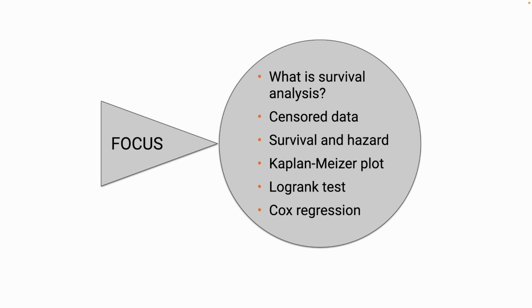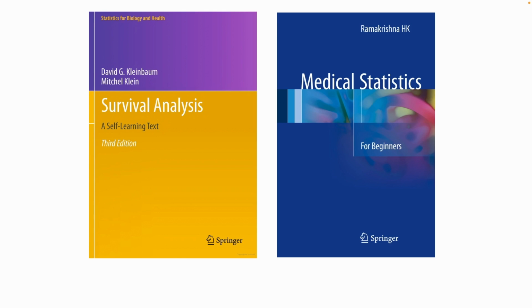through an example. Before we start, I would like to introduce to you two good reference books. The first book is Survival Analysis, a self-learning text written by David G. Kleinbaum and Mitchell Klein. The second book is Medical Statistics for Beginners, written by Ramakrishna. I found these two books are very useful, and I think they could be good references for you.